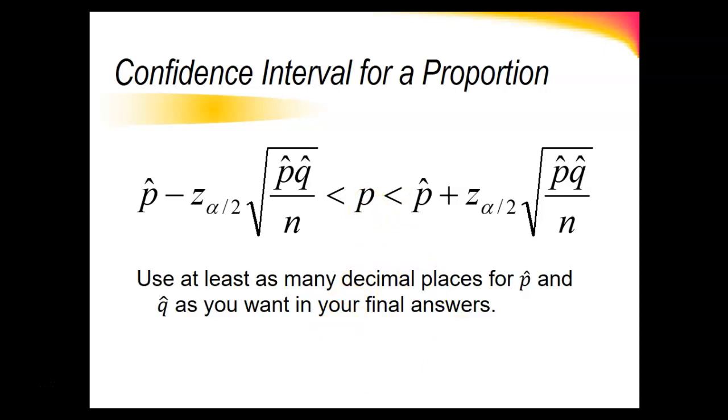And when you're doing your calculations, make sure you put in numbers for p hat and q hat that have at least as many decimal places as what you want in your final answer. So if you're giving your final answer to 3 places after the decimal point, make sure the number you put in for p hat has at least 3 places after the decimal point.